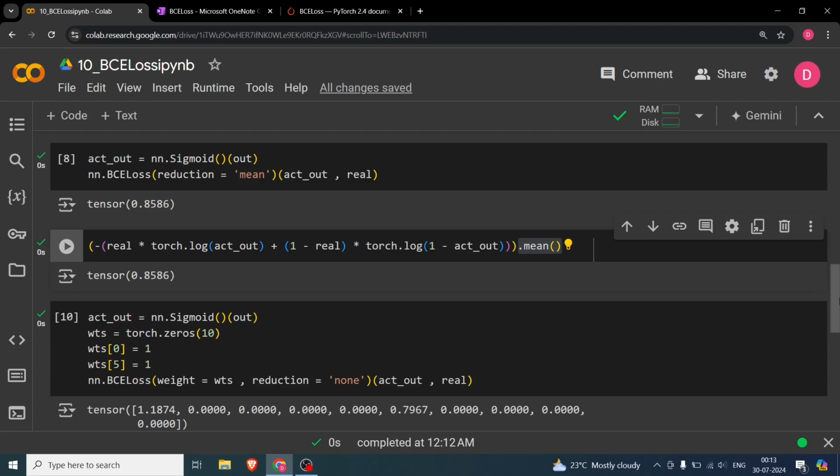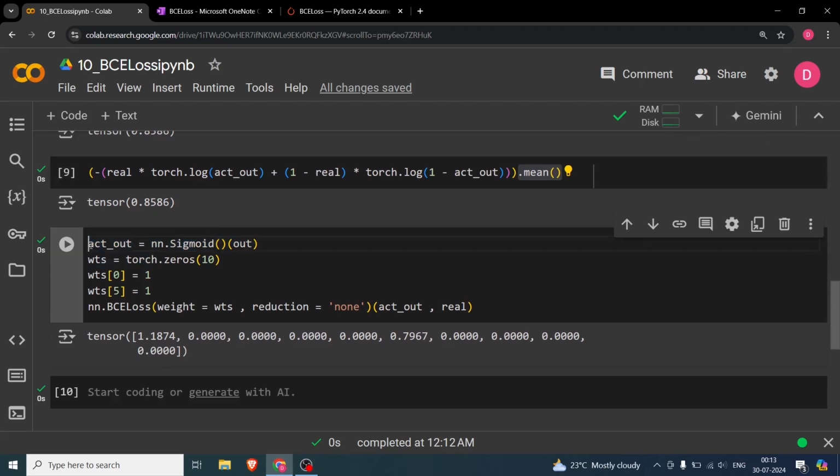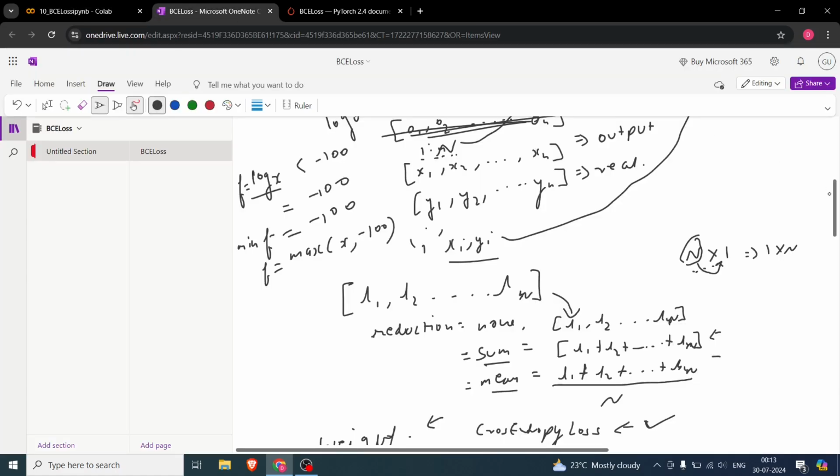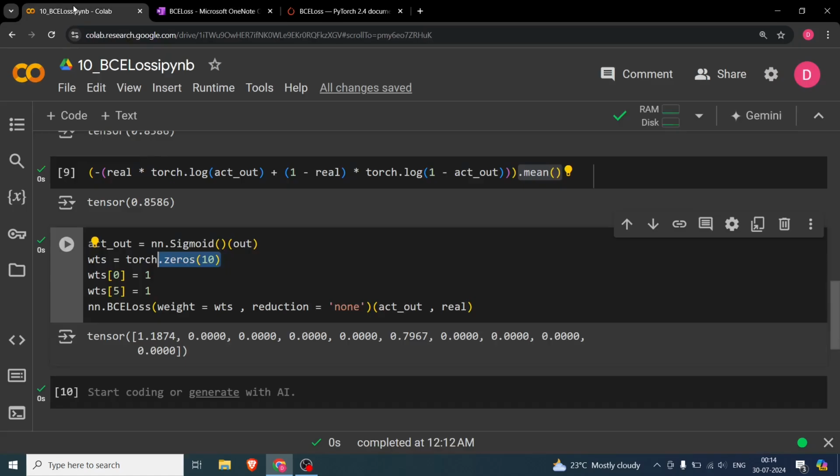Okay, now let's say you are going to add the weight. Okay, so same, this one is the first line is the same. Here what I have done, I have taken torch of zeros. So this is basically torch of zeros of 10, means you have 10 values, all 0, 0 1 2 3 4 5 6 7 8 9 10. So this is a vector of 10 zeros over here. Okay, so this is what it is, right?